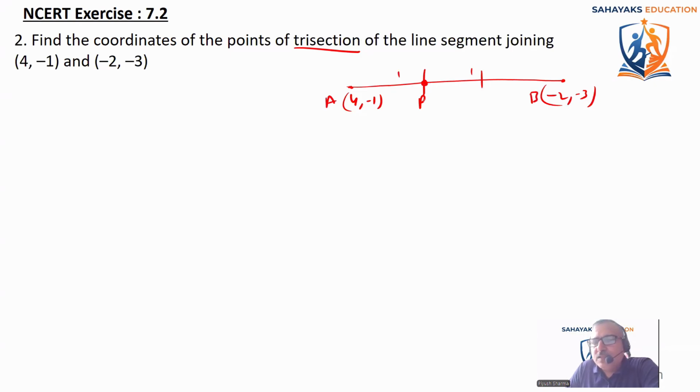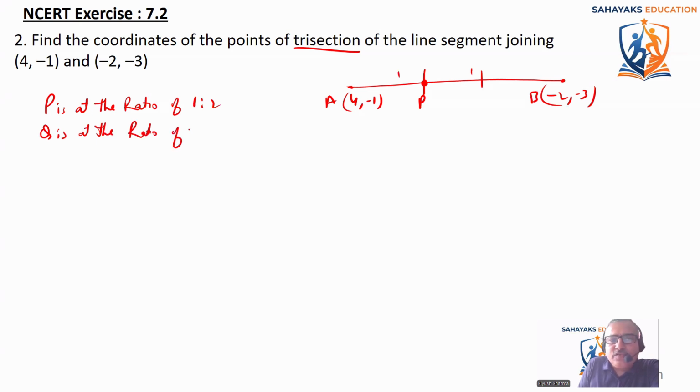If I mention P, if we have to find the ratios, P is at the ratio of 1:2, and Q is at the ratio of 2:1. 2:1 because there are 2 parts. This is one part, second part. This part is Q. So Q is at 2 parts distance, and this is 1/3 part. Okay, I believe this is clear.